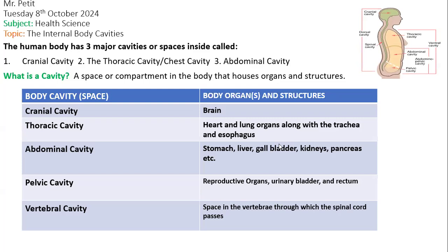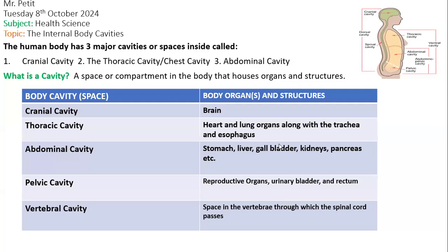Cranial cavity, thoracic cavity, also called the chest cavity, and abdominal cavity. Very good.